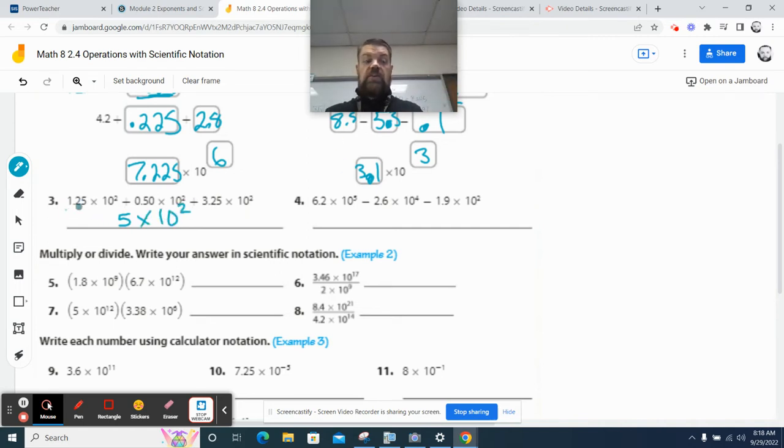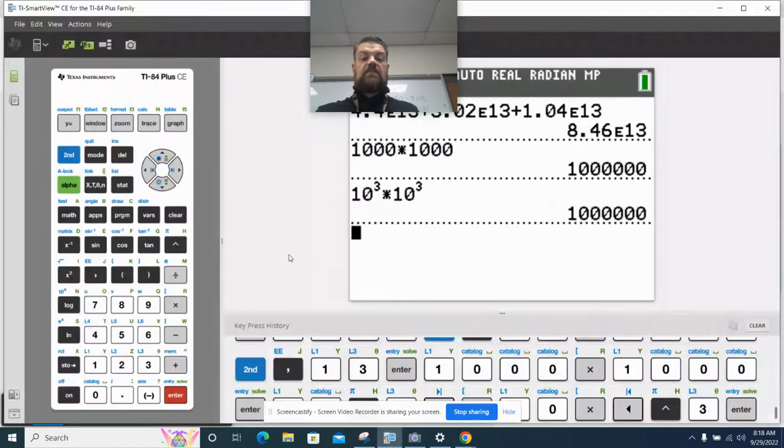Right? So if you have 1.25 plus 0.5 plus 3.25, if you add all that up, it's 5. And then they are all 10 to the second power. So your answer will be 10 to the second power. Here I've got 10 to the 5th, 10 to the 4th, 10 to the second power. That one's a little trickier. You just have to add them all up. So in that one, let's just plug it in the calculator for time's sake.